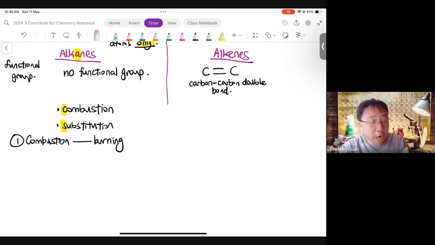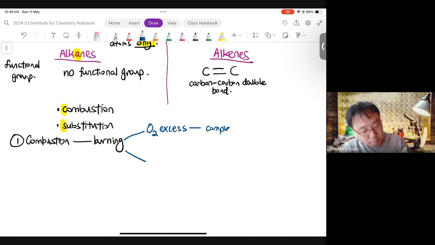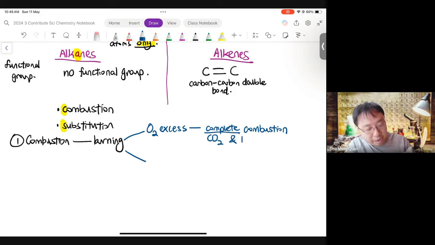Now, there are two forms of combustion. If oxygen is in excess, there is a lot of oxygen present. That's complete combustion. In complete combustion, only CO2 and H2O are produced. This is very important. You need to know the two products of complete combustion are carbon dioxide and water.